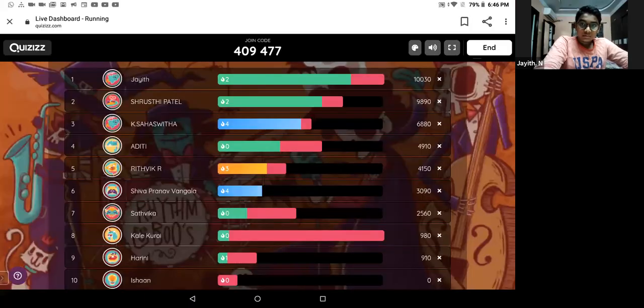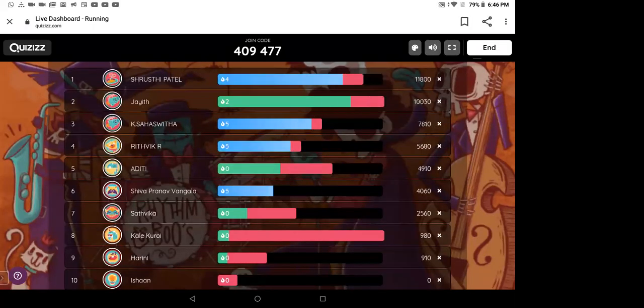Date, I think you are first. I can see there are 800 points for you still. Srusti is just now going to place first. Yeah, there are a few students still doing very wonderfully: Shiva Pranav, Aditi, Ritvik Reddy, Sahashrita.